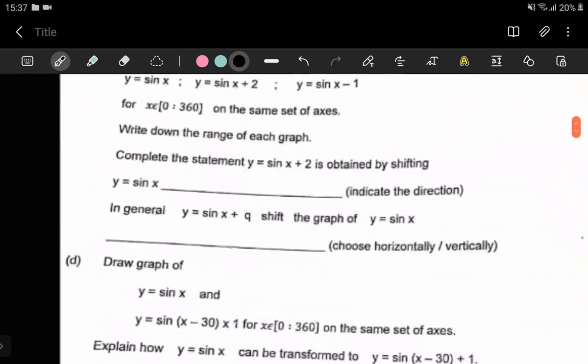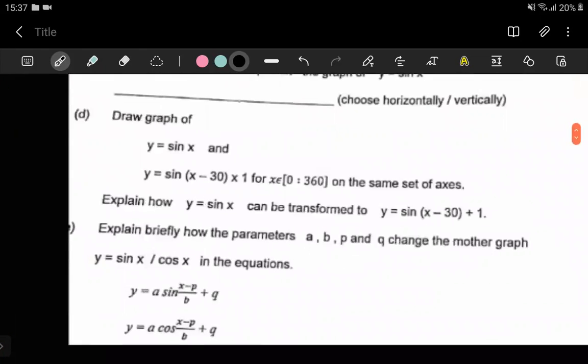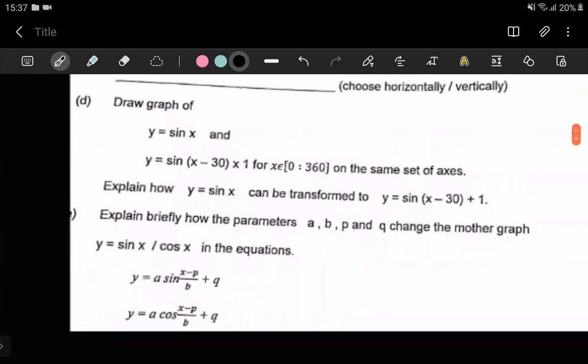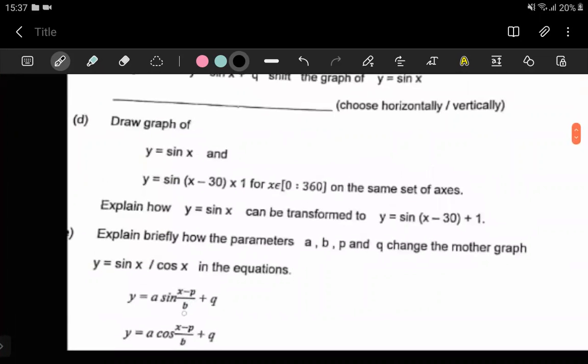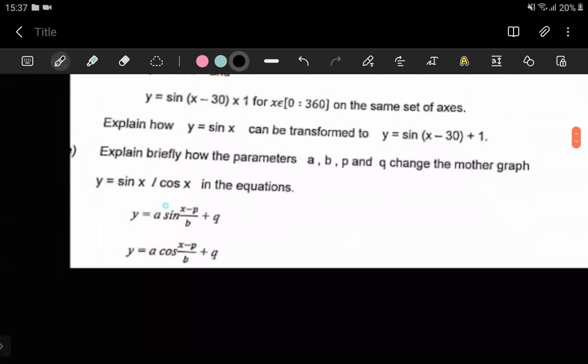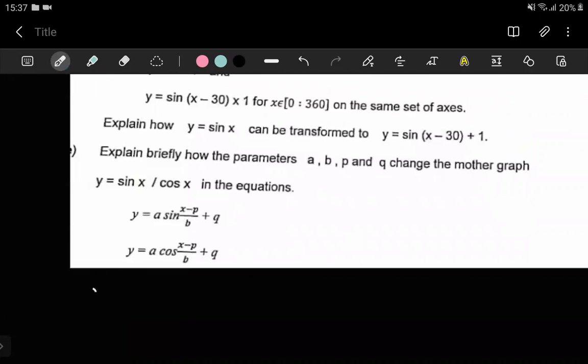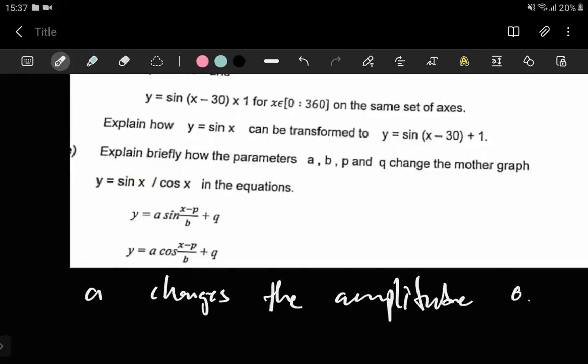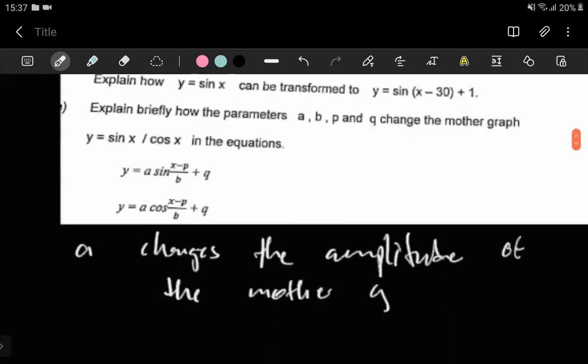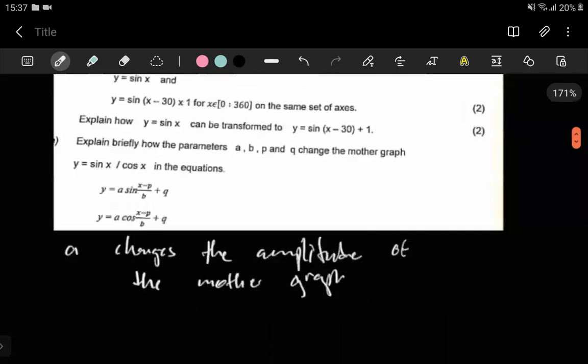Okay, so the shifting here, I don't think you mentioned anything about that. Now we would be down here. It says, briefly explain how these parameters change the mother graph. So what we can already say is we can speak of each of them individually now, because of what we have just realized from what we were doing. So A changes the amplitude of, we can use their words, of the mother graph. That's going to be the first mark, because I think they had given us 4 lines there.